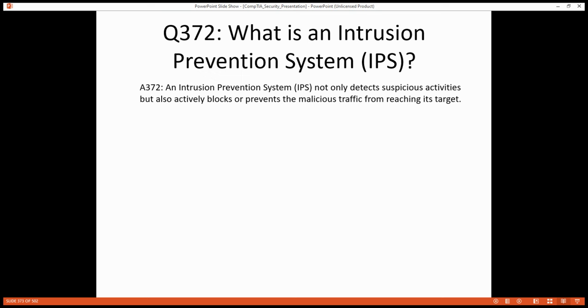Q372. What is an intrusion prevention system, IPS? A372. An intrusion prevention system, IPS, not only detects suspicious activities but also actively blocks or prevents the malicious traffic from reaching its target.